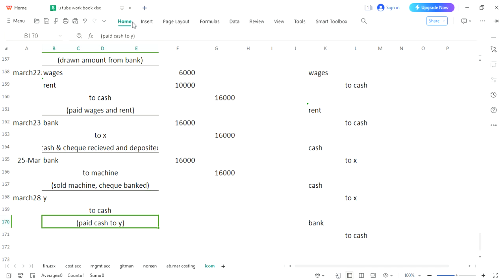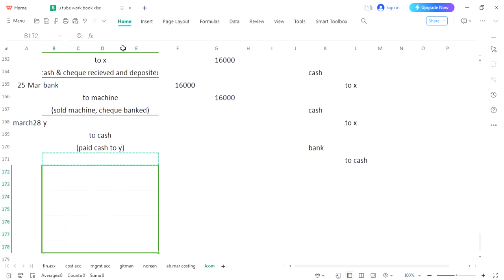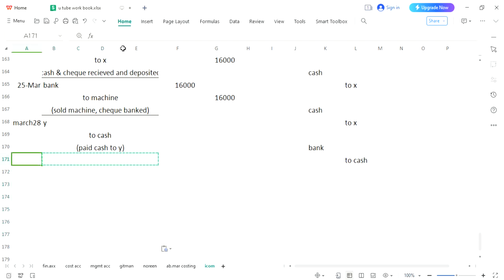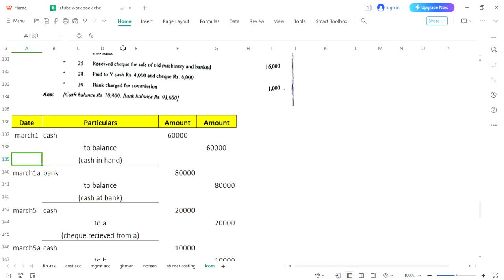After this, as you know that this entry has two parts, and we are going to do our second part, March 28A. Okay, let's get back and I will show you why we are doing this.